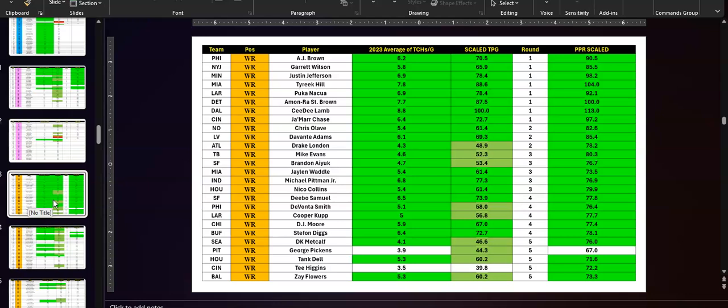Just looking at these, seeing what you see here. Olave, I am worried, but you're getting him in round 2. Drake London, Evans, Ayuk seem to be worrisome. Pittman, I love in round 3, 77. Love Diggs, 72. He's going in round 4. Round 5, Tank Dell and Zay Flowers are interesting.